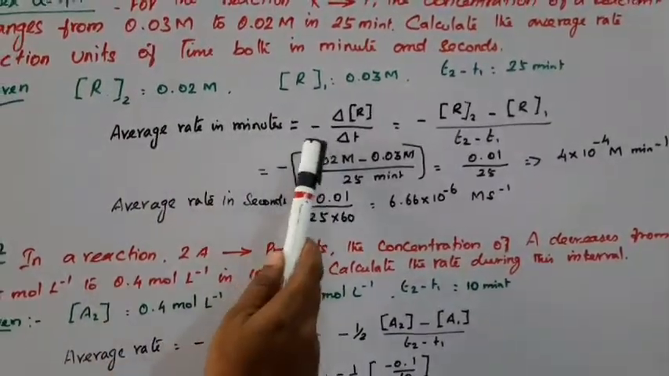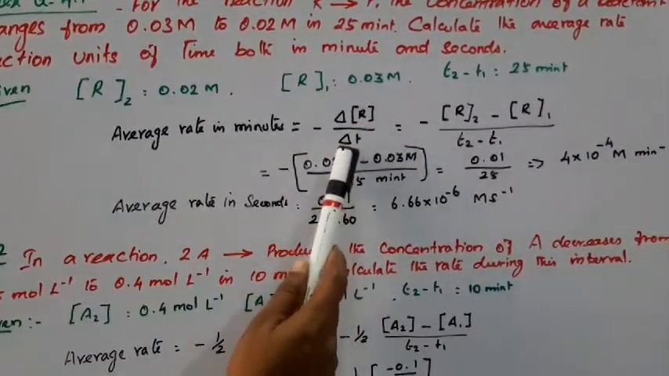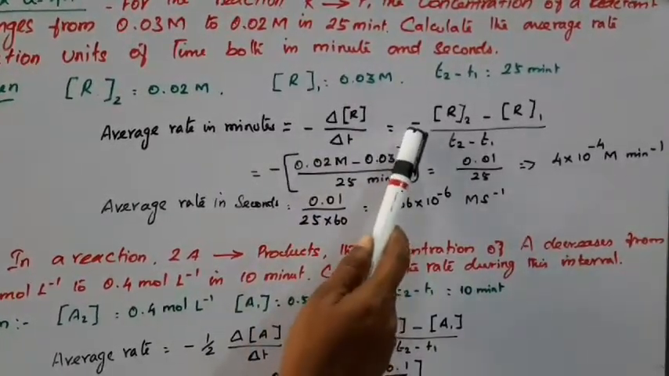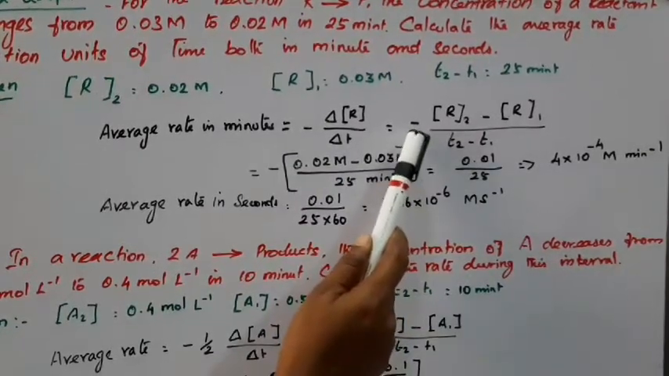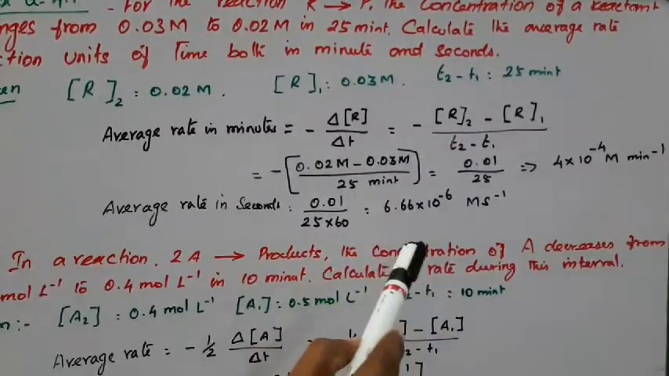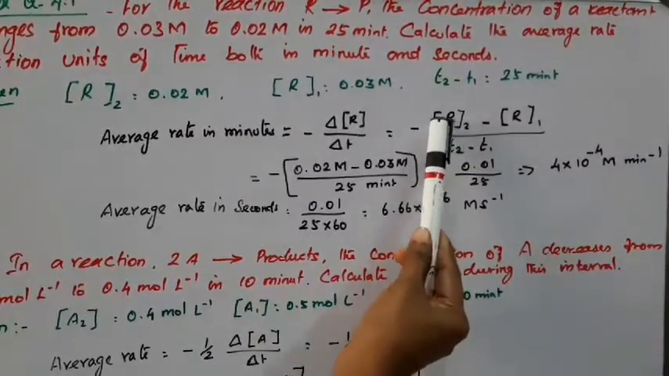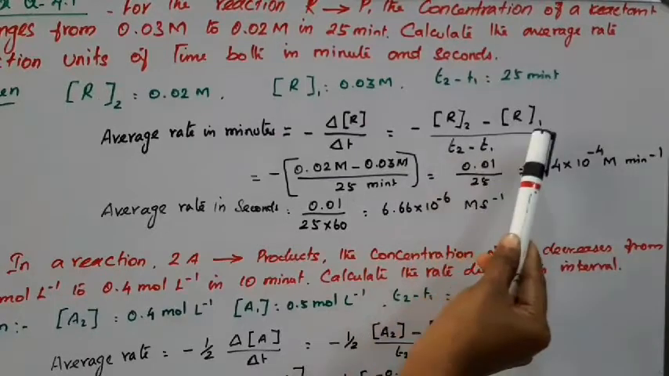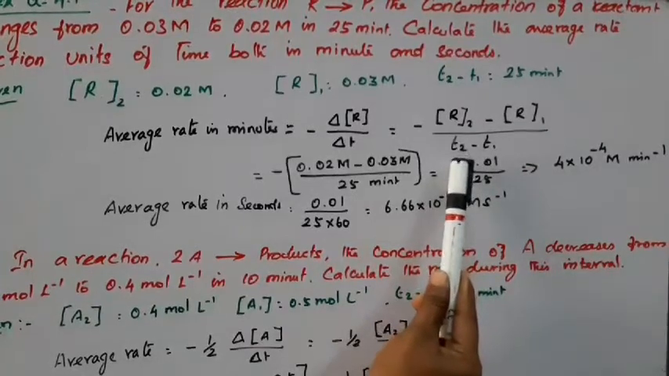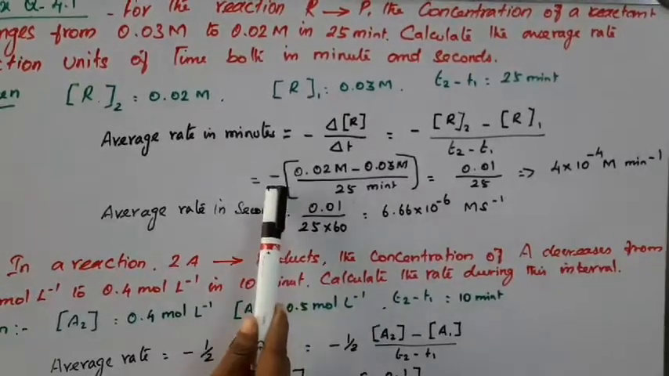So the formula is minus del R, the change in concentration of reactant with respect to time, equal to... As we have to consider this minus sign, it represents a decrease in reactant concentration. The concentration of the reactant always decreases. So that is the change in concentration of R: final minus initial reactant concentration, with respect to time, T2 minus T1. This is the formula.